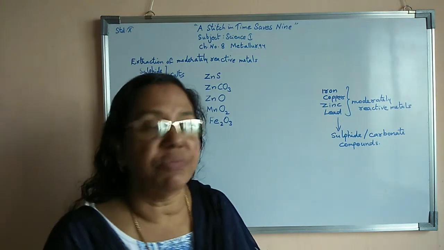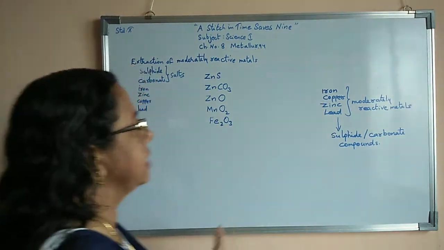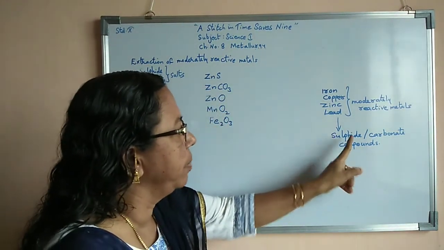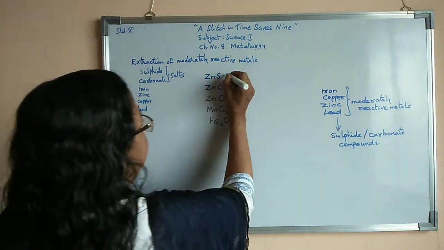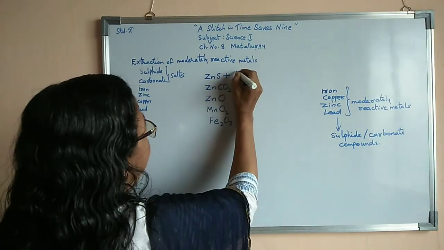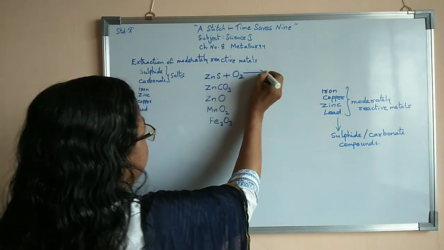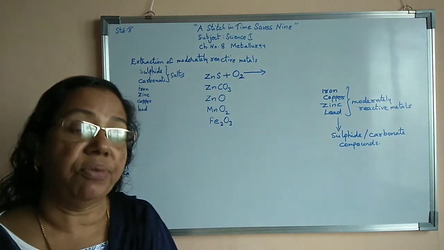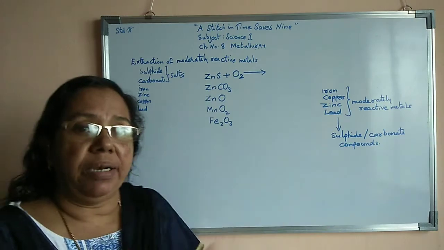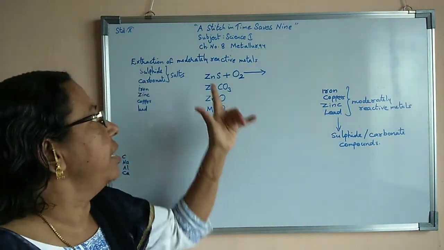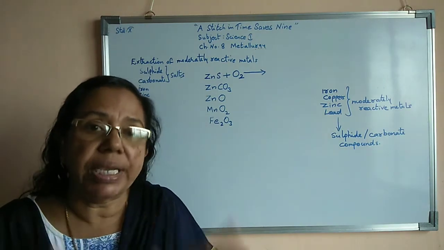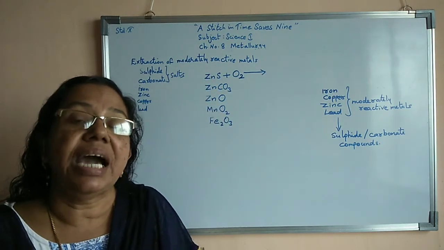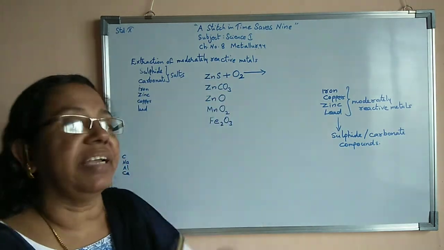For that, what we have to do, that we will study. First, we are doing it with the help of zinc. Here we have taken zinc sulfide as well as zinc carbonate compounds. Now this zinc sulfide compound, we have to heat in abundant or excess quantities of oxygen. That means in a large, open container we put zinc sulfide, then heat it, so large quantities of oxygen will be available. With large quantities of oxygen, zinc sulfide will react with oxygen.